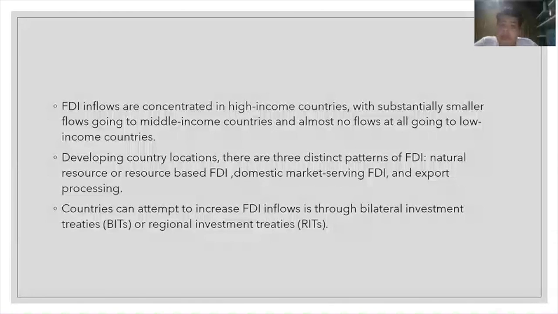In developing countries' locations, there are three distinct patterns of FDI: natural resource or resource-based FDI, domestic serving FDI, and export processing.